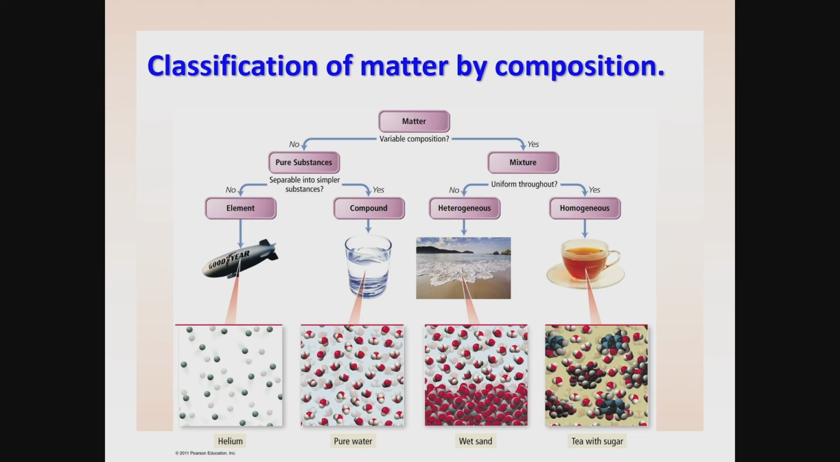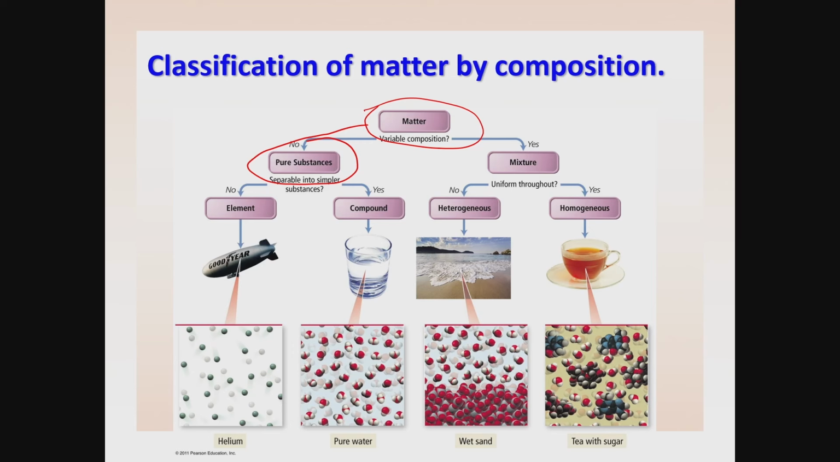So the first thing I want to do is understand where solutions are in this scheme by which we classify matter. Here at the top of the scheme we have matter. And then on the left side here, we have pure substances. You might remember there are two kinds of pure substances, which are either an element or a compound. And all pure substances have the same composition no matter where you sample it.